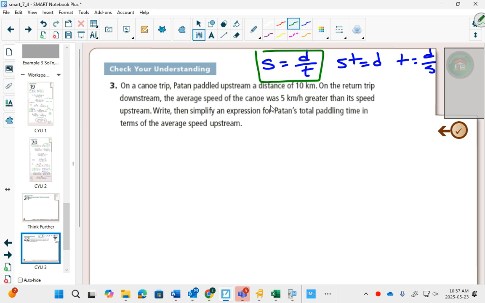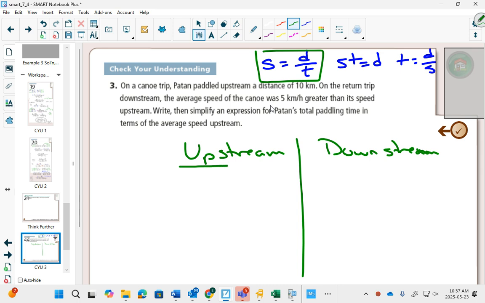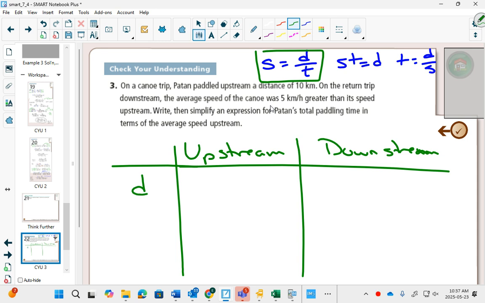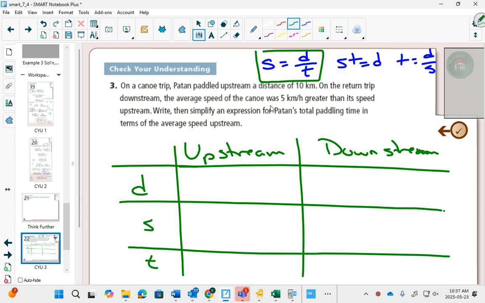So what we're going to do to start is make a chart with distance, speed, and time, and what's happening. We have two things happening: upstream and downstream. For this, we're going to look at distance, speed, and time for what's happening. This chart is just going to let us organize our data in a nice way.